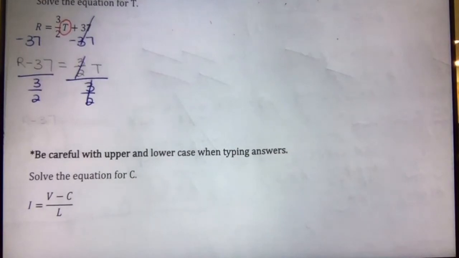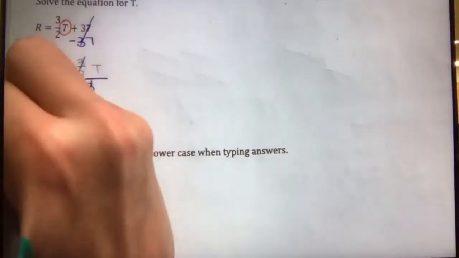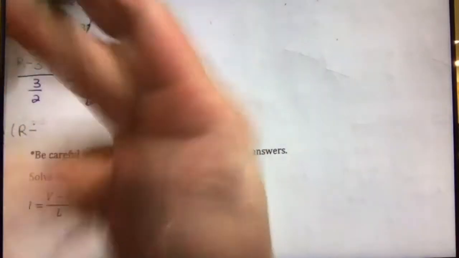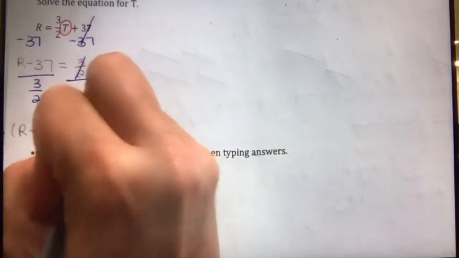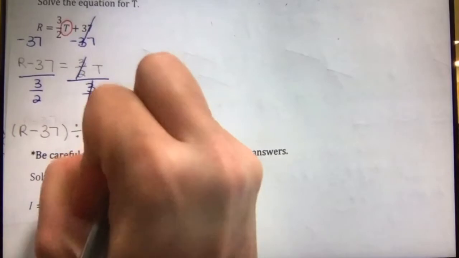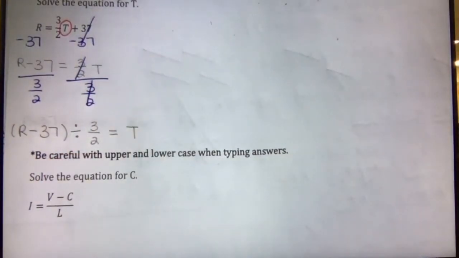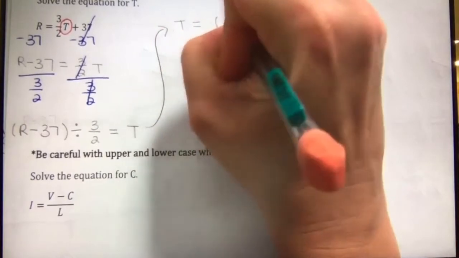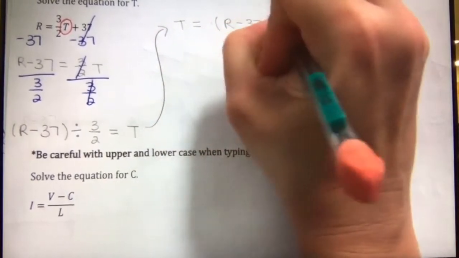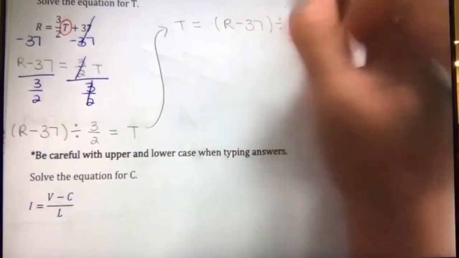That's a complex fraction like we just did on one of the previous homeworks. So let's rewrite it as R minus 37 using the division symbol, so divided by 3 over 2 equals t. So we got t by itself, which is good. We just need to simplify it a little bit. So I'm going to bring it over here, and flip it around and say t equals R minus 37 divided by 3 over 2.